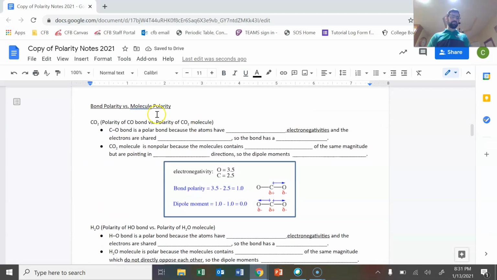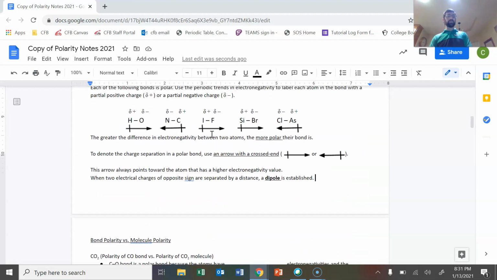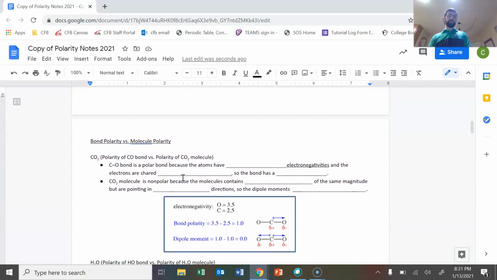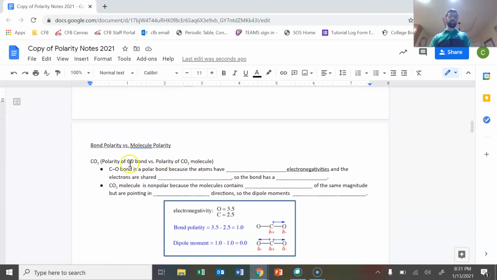Okay, bond polarity versus molecular polarity. So this is where it gets a little bit different. We've been talking about the polarity of a bond. What if you have more than one bond? Well, we've got an example of that here in CO2.